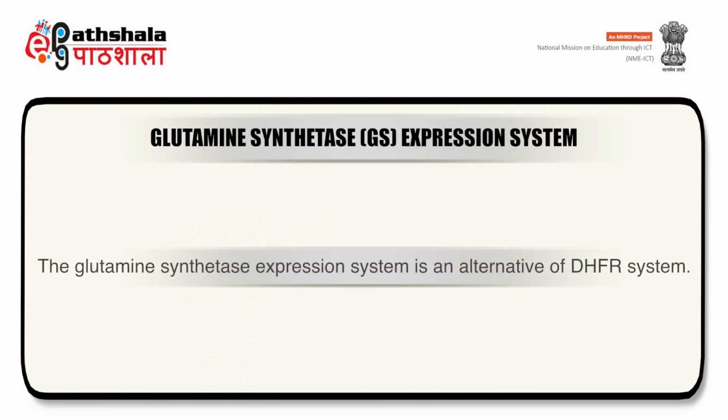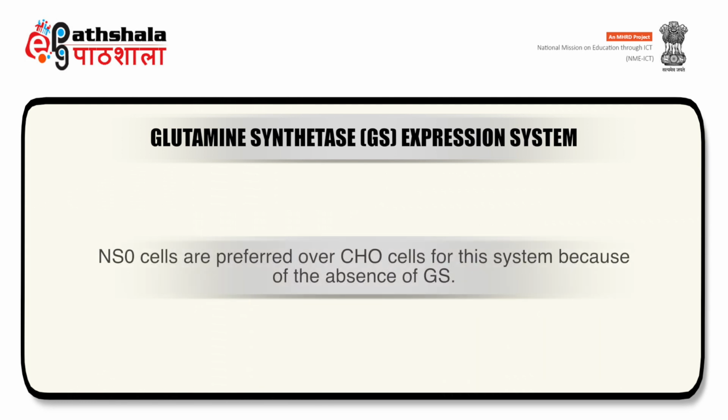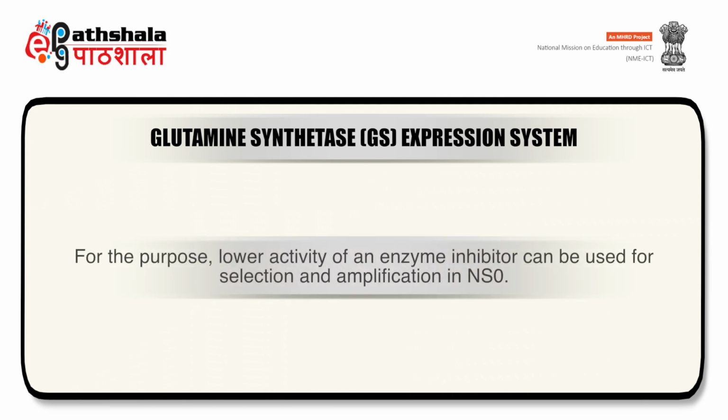The glutamine synthetase expression system is an alternative to the DHFR system. The GS system works as a dominant selectable marker. This is advantageous because there is no requirement of using any specific mutant cells. NS0 cells are preferred over CHO cells for this system because of the absence of glutamine synthetase. For this purpose, a lower activity of an enzyme inhibitor can be used for selection and amplification in NS0 cell lines.